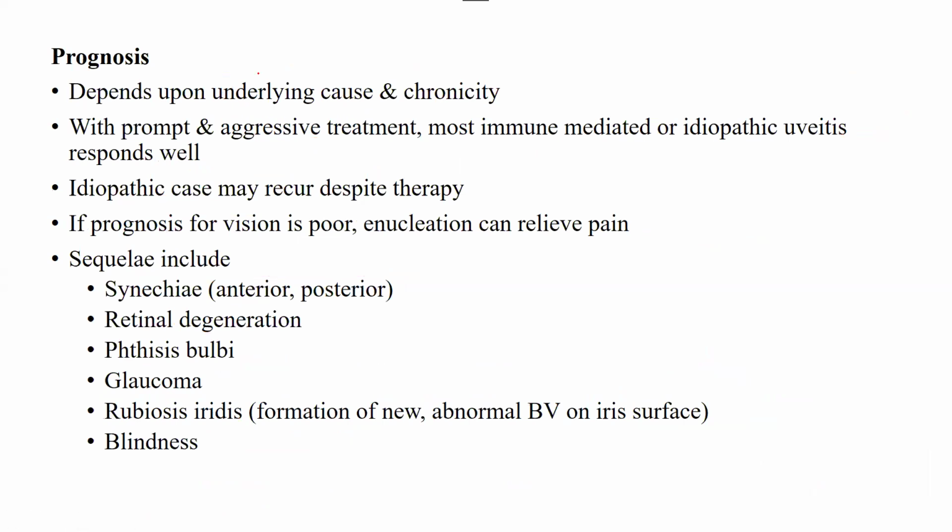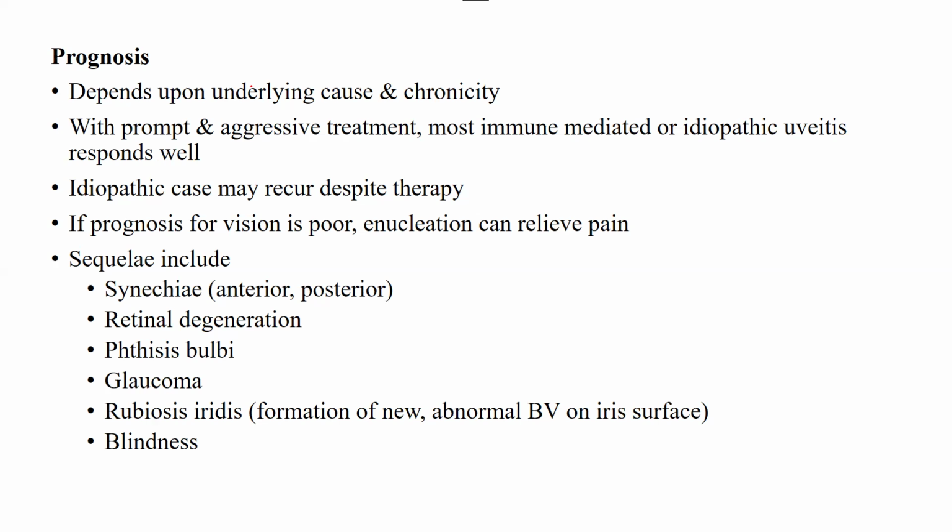Next thing is prognosis. Prognosis depends upon underlying cause and chronicity. With prompt and aggressive treatment, most immune mediated and idiopathic uveitis respond well. Idiopathic cases may recur despite therapy. So for an idiopathic case, if you have treated a case, you must tell the owner that this episode of uveitis may recur. If prognosis for vision is poor, enucleation can relieve the pain. So if the eye has not recovered or come back to its normal state, you can opt for enucleation to relieve the pain.